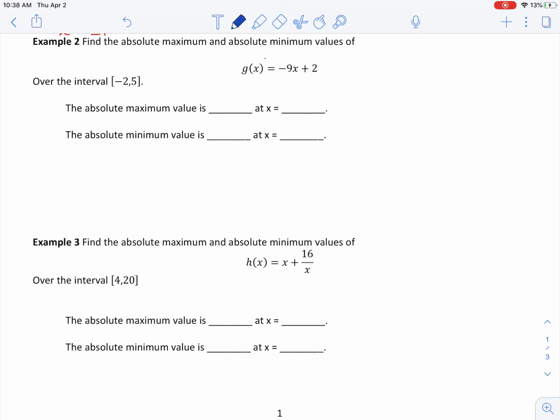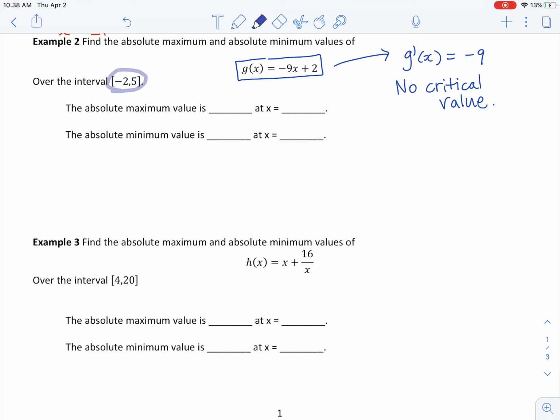All right, this one is going to be very short. Let's see. Find the absolute maximum and absolute minimum of this function. g of x is just a linear function. So let me take the derivative of g. g prime is equal to negative 9. All right. Now, can this be 0? Can negative 9 be 0? No, right? You know what? We have a case. There is no critical value. We got no critical value.